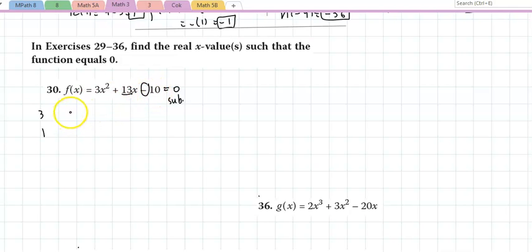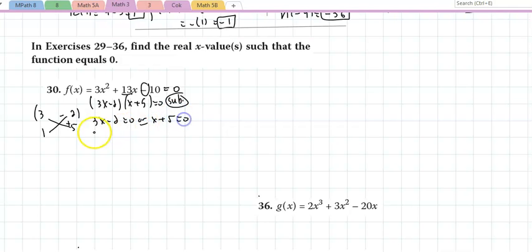Closest factors of 10 are 2 and 5, 5 and 2. Remember, you have to subtract to get 13. 15 minus 2, that works. And if you want a positive 13, don't you want a positive 15 and negative 2? That means the 3x minus 2 and the x plus 5. Well, 3x minus 2 will equal 0, or x plus 5 equals 0. X would be 2/3 or negative 5.